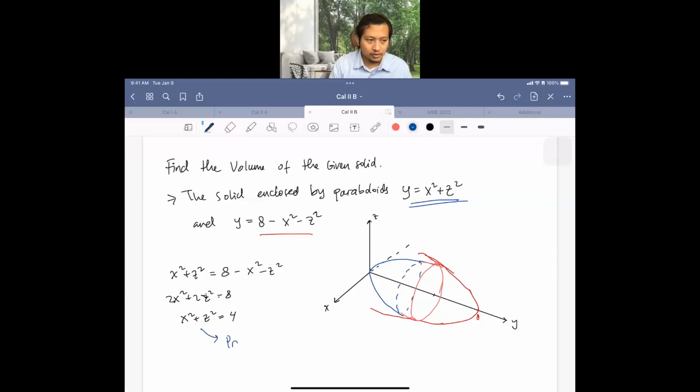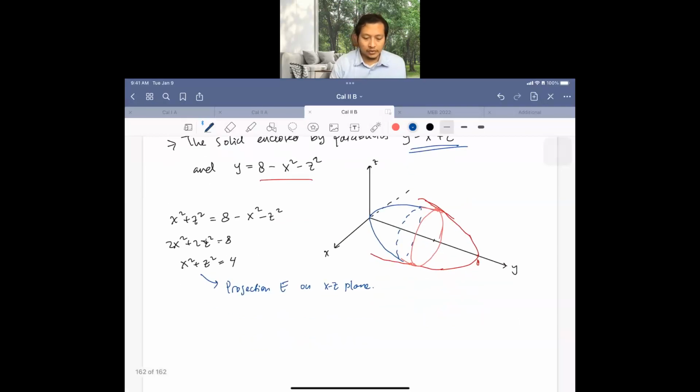So projections of E on the xz plane, right? So first we could write down the E. If you would like to write completely, we could write E, and then we could say that this will be the upper and lower surface for this y. Okay? So 8 minus x squared minus z squared, right? So this will be the upper, this will be the lower, right?